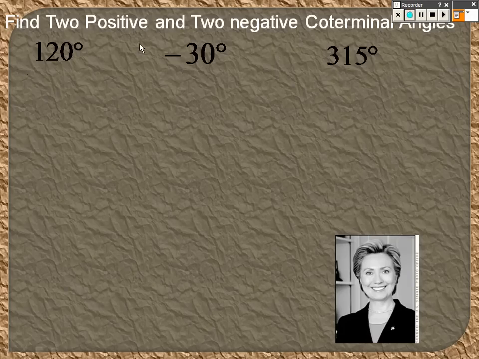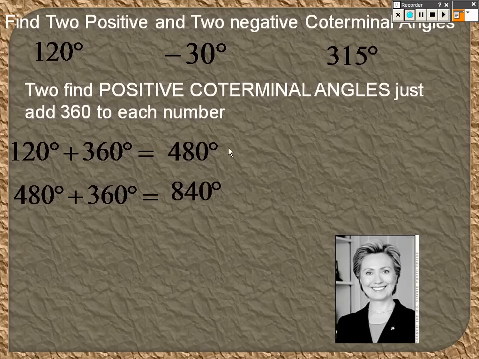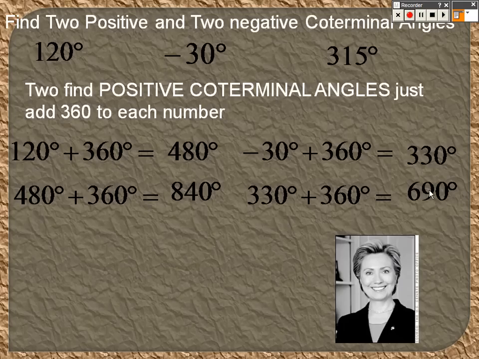So remember, to find two positive coterminal angles, all you need to do is add 360. So to add 360 to that, 120 plus 360, 480. Then take the 480, add another 360 to it, 840. So there are your two positive coterminal angles. So negative 30 plus 360, and I'm getting 330. Take that, add another 360 to it, you end up with 690.